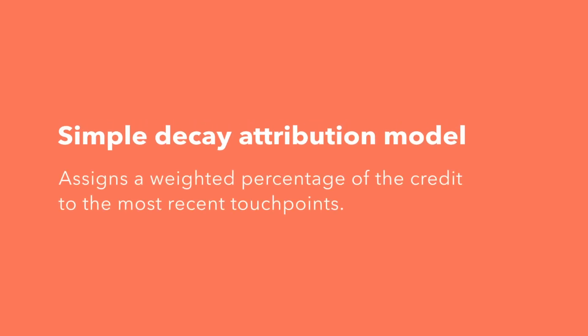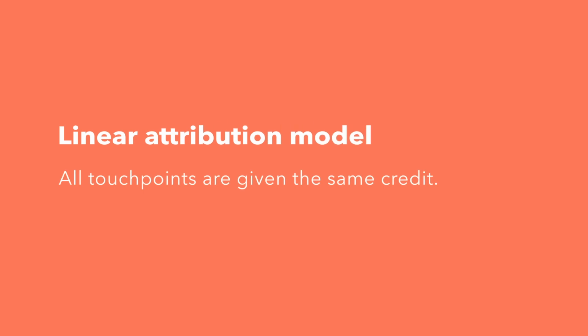A simple decay attribution model assigns a weighted percentage of the credit to the most recent touchpoints. I recommend using this model if your buying cycle is short, because it assumes that the touchpoints closer to the purchase decision greatly influence the decision to purchase. In the linear attribution model, all touchpoints are given the same credit.